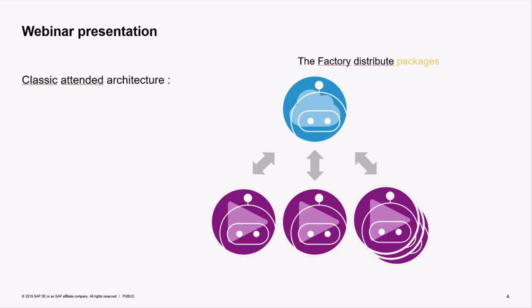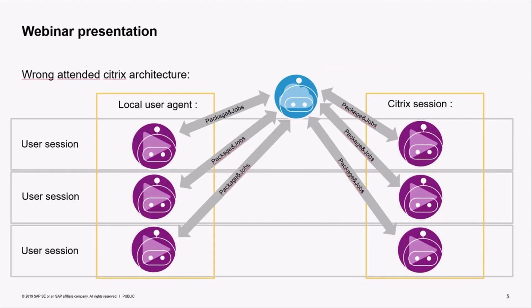Classic architecture with intelligent RPA is the factory and multiple agents. The factory will distribute packages and jobs. In attended mode, the factory distributes packages on the agents. This is the classic architecture. Here, I will explain this.